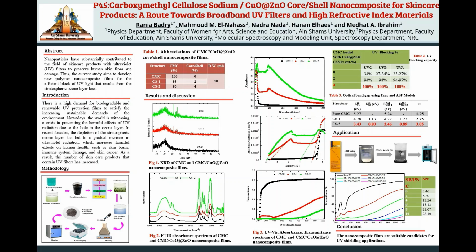As we know, the depletion of the stratospheric ozone layer has led to a gradual increase in UV radiation, which increases the harmful effects on human health, such as skin redness, skin cancer, and hyperpigmentation. As a result, the number of skincare products increased. Accordingly, the aim of our study is to prepare a polymer nanocomposite based on CMC and copper oxide zinc oxide core shell for the efficient blocking of UV radiation.